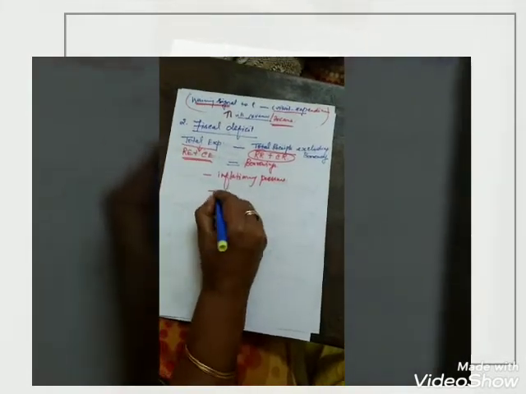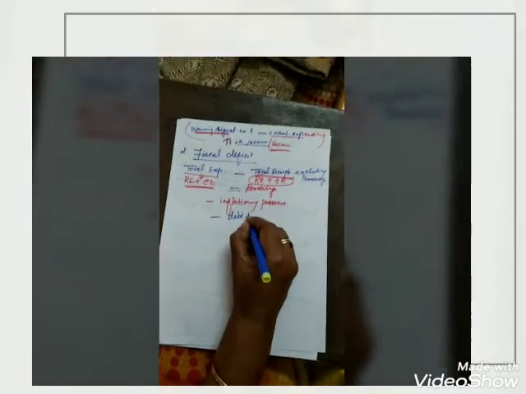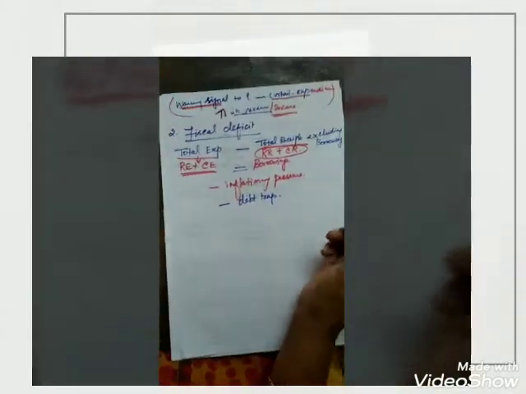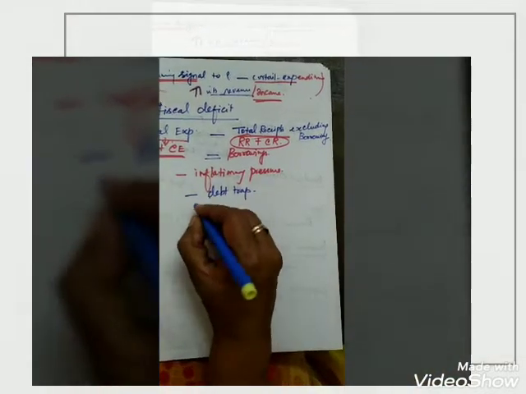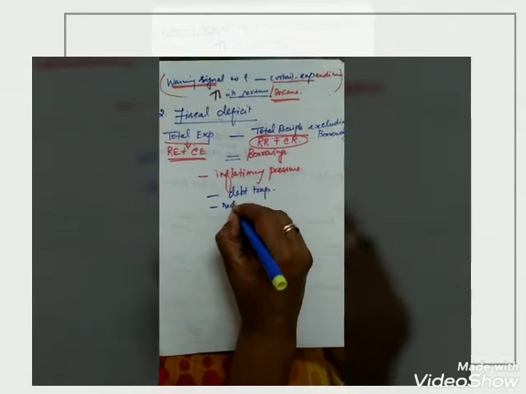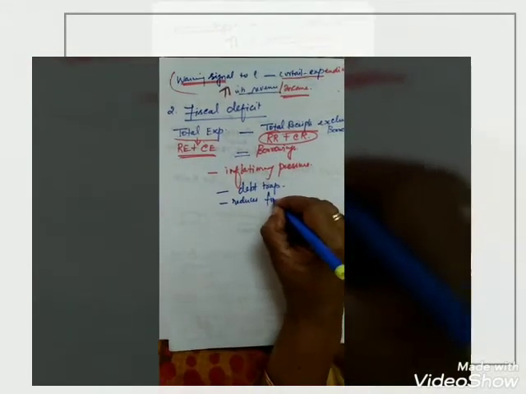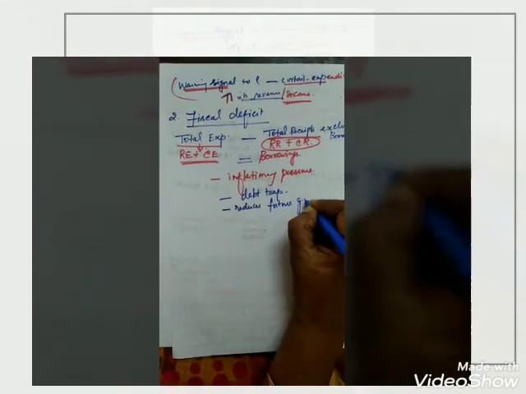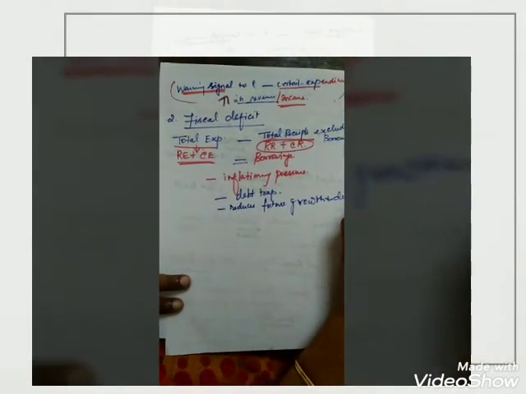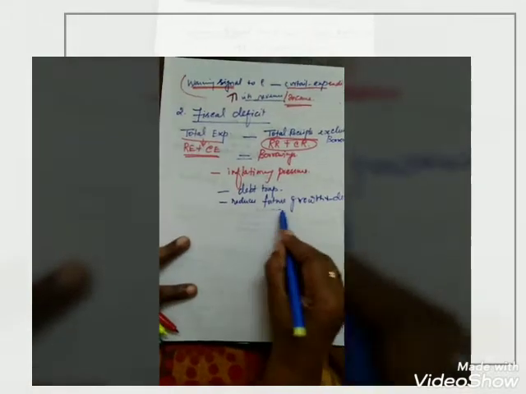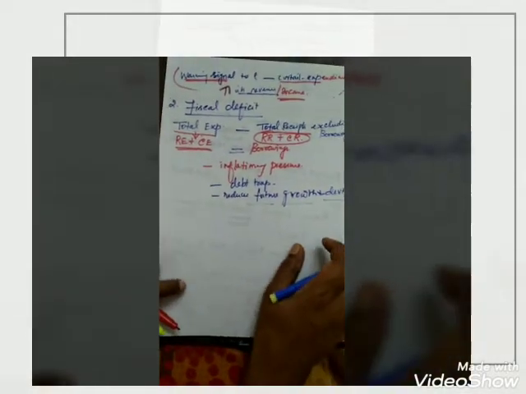Next, it creates a debt trap. What is called a debt trap? Unable to pay the debts. That situation is called a debt trap. It happens to the government also. Next one is the future. It reduces future growth and development of an economy. It reduces future growth and development of an economy.